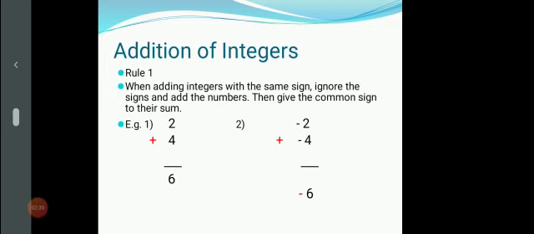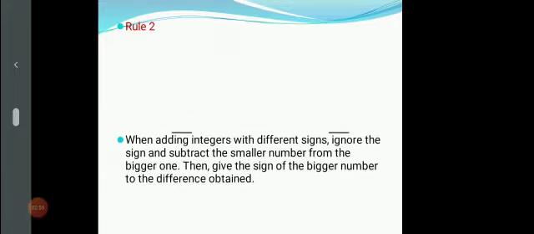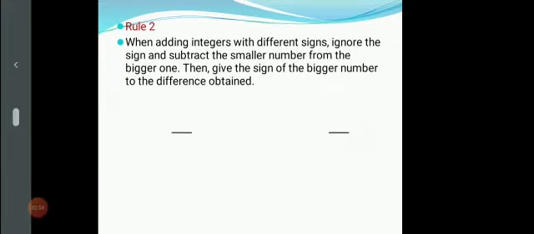In the second example, both the integers are negative, so we have to add them and give the minus sign, so the answer will be -6. Now another situation, when the two integers have different signs. The rule says, when adding integers with different signs, ignore the sign and subtract the smaller number from the bigger one. Then give the sign of the bigger number to the difference. Let's solve the example here.